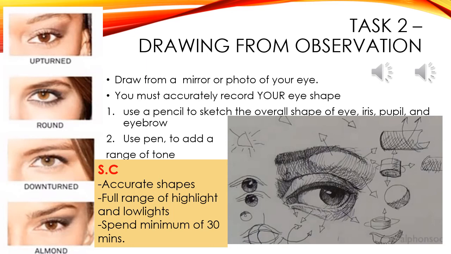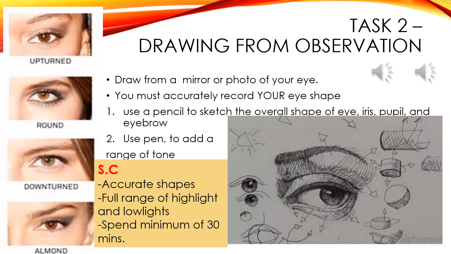In this task, you must draw from observation or a photograph of your eye. Before you begin drawing, take a few moments to look closely at your eye shape. How would you describe your eye shape? Is it round, turned down, almond, or upturned? Look carefully. Which side looks pointy? How long do your eyelashes look? Where are they longest? Where are they shortest?